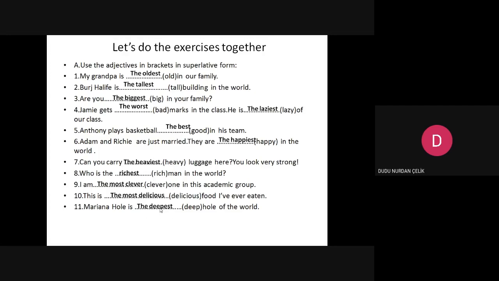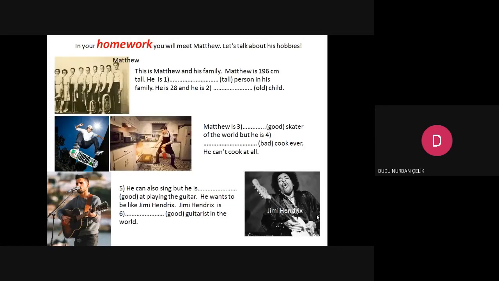I hope you understood the superlative and now you could have the possibility to compare comparative and superlative forms better. I've got homework for you. Before giving your homework, if you have any questions about this structure or the comparatives, please ask me from K-12 or you can ask me from my phone. You know my phone number.